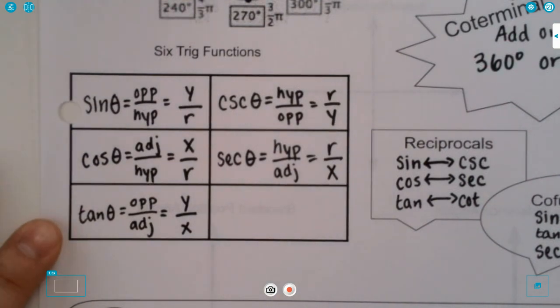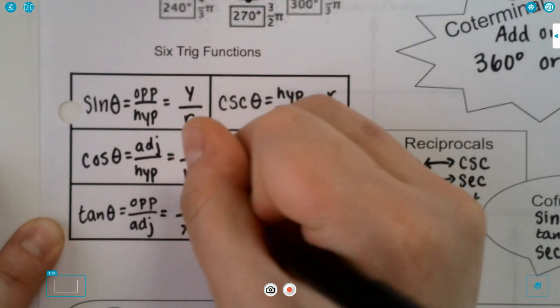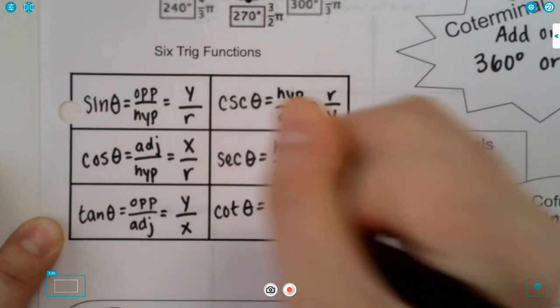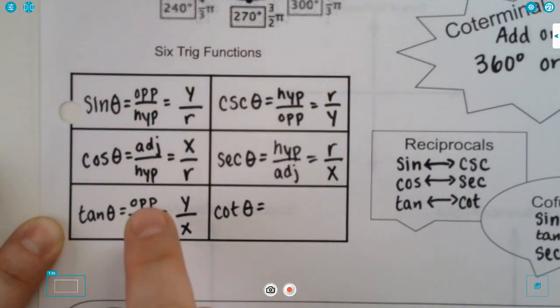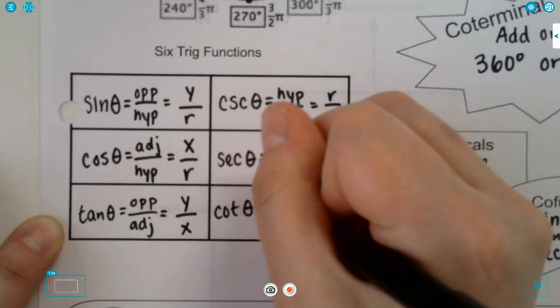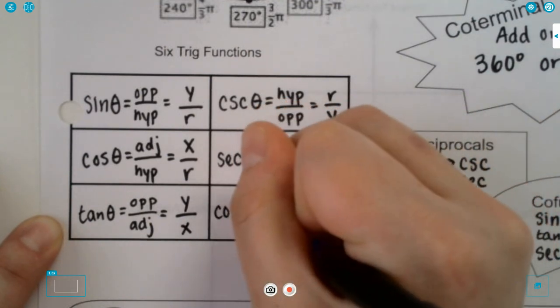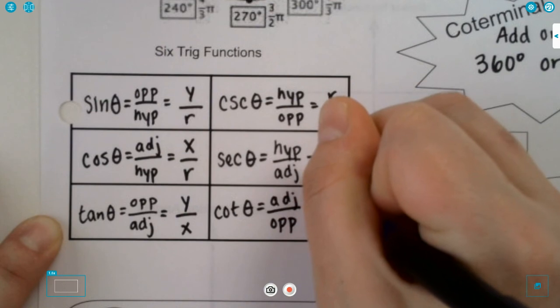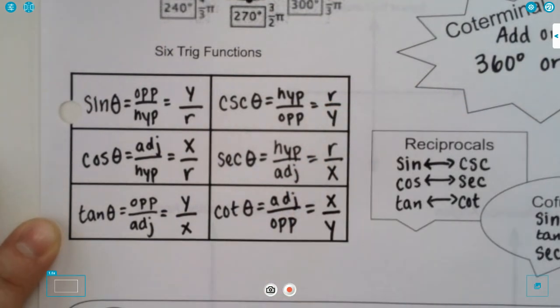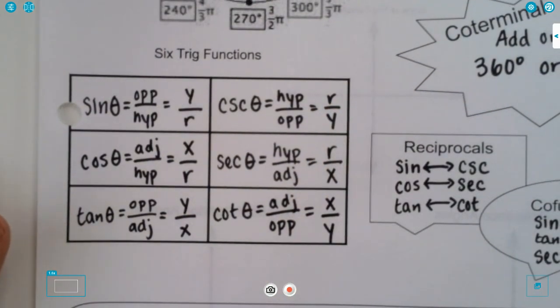Okay, and then the reciprocal of tangent is cotangent. Cotangent of theta, instead of OA, it's AO, so adjacent over opposite, x over y.